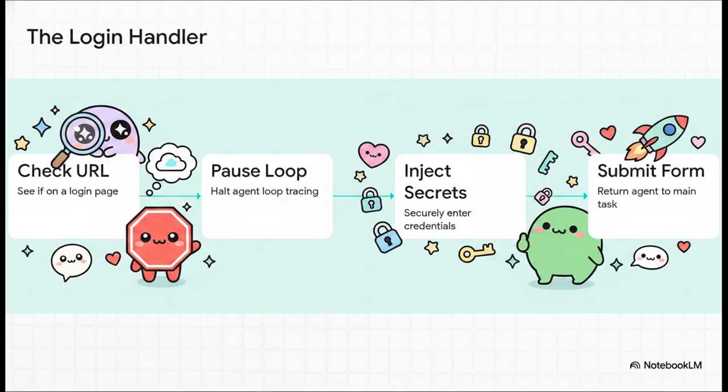Now, for the really brilliant part, the login handler. We definitely do not want to give an unpredictable AI our secret passwords. So instead, our harness runs a check during every single loop. Is the browser currently on a login page? If the answer is yes, the harness steps in and hits pause on the AI. The harness itself, using secure traditional code, grabs our hidden credentials from an environment variable, types them in, clicks submit, and then hands control right back to the AI agent, basically saying, "Hey, I handled the login, you're good to proceed." This is just flawless secret management.